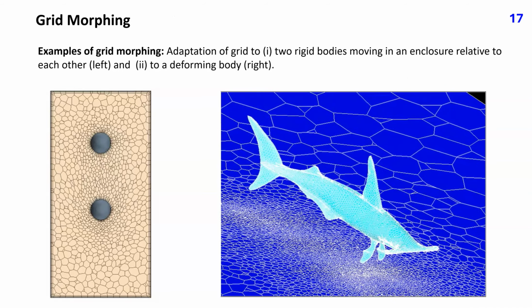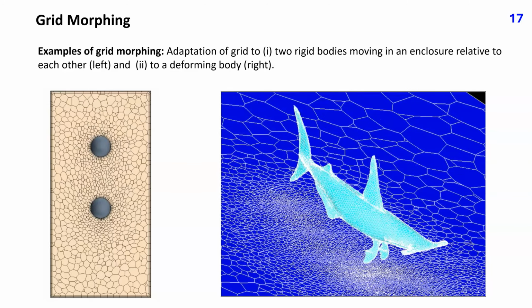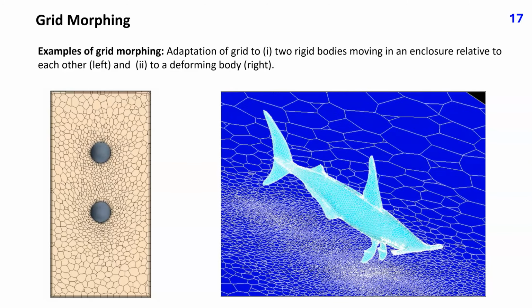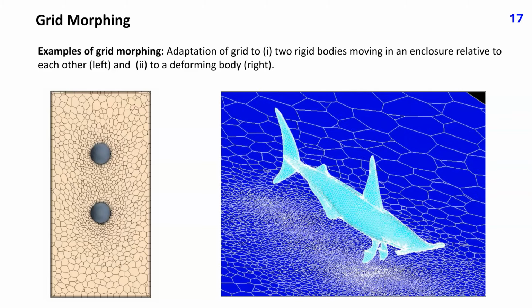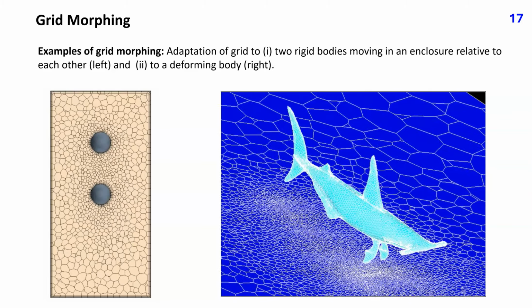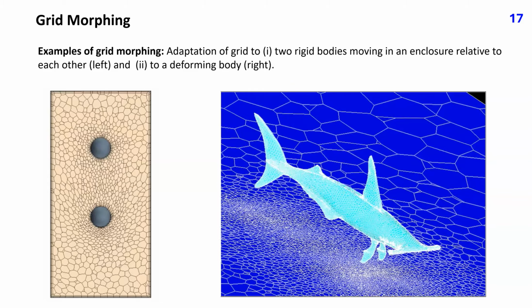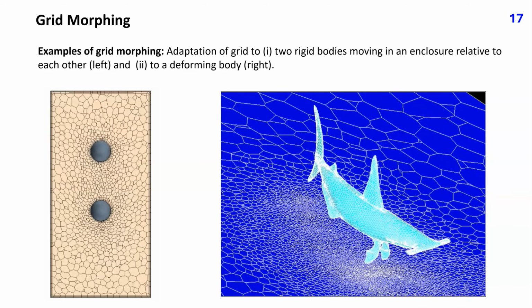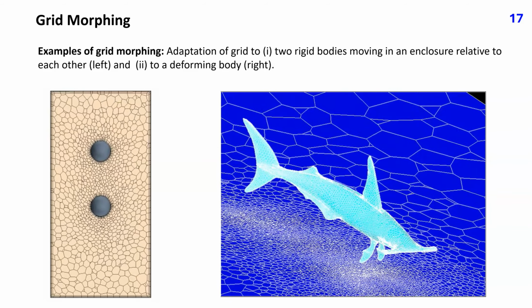The third option for grid adaptation to a moving body is morphing. Two examples are shown in these animations. On the left, we see adaptation of grid to two rigid bodies moving in an enclosure relative to each other. On the right, we see the adaptation of grid to a deforming body.